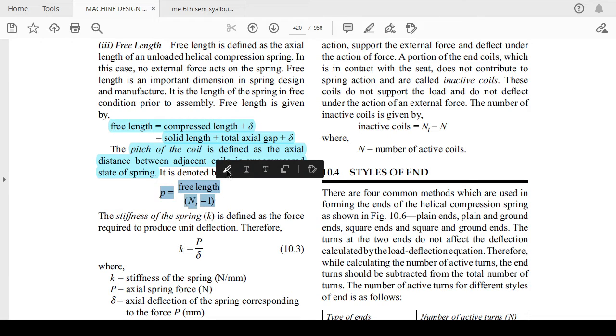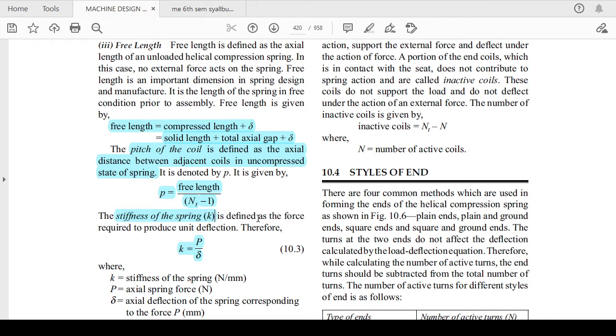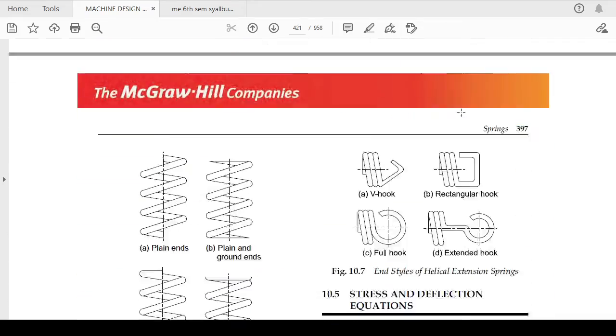In this way you can also define the pitch P as free length divided by nt minus 1. The stiffness of the spring is also defined as K is equals to P by delta. And in this way you can calculate all the nomenclature. And the last part is inactive coils. If you subtract the active coils from the total number of coils, then you will get the value of your inactive coils.